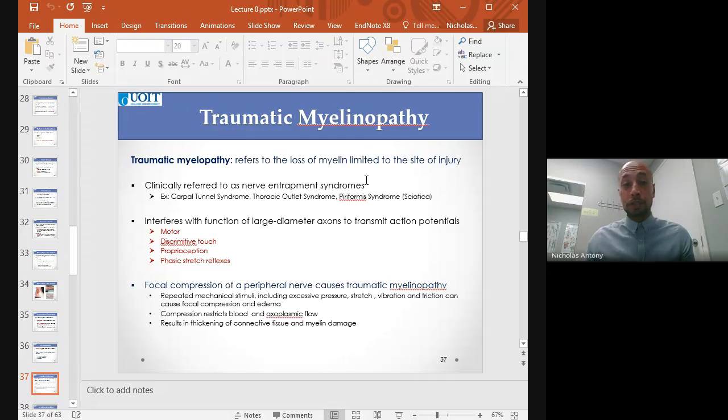So this is going to lead to issues with motor and sensory function, and it's a result of focal compression of a peripheral nerve through repeated mechanical stimuli, including excessive pressure, stretch, vibration, friction. What this does is cause inflammation and restrict blood flow and axoplasmic flow, which we know is important, right? The movement of that is important for peripheral nerve health. Once that is reduced, the myelin in the area degenerates. You guys okay with that?